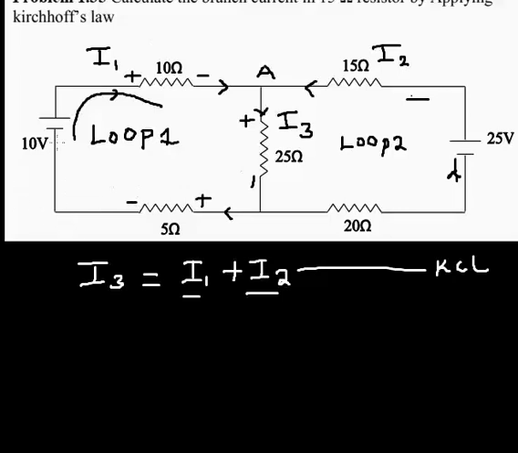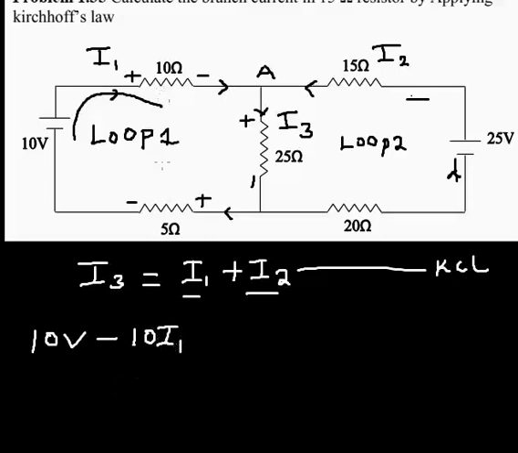Starting from my source, the current moves from negative to positive, so that's going to be plus 10 volts. Then it moves and enters the 10 ohm resistor. You know how we get the voltage according to Ohm's law: that's always current times resistance. That's going to be a negative voltage. Why? Because I'm now moving from positive to negative. Remember, if you move from positive to negative, it's always a voltage drop. So I'll use negative. That's going to be minus 10, multiplied by the current flowing through the 10 ohm resistor, that's I1.